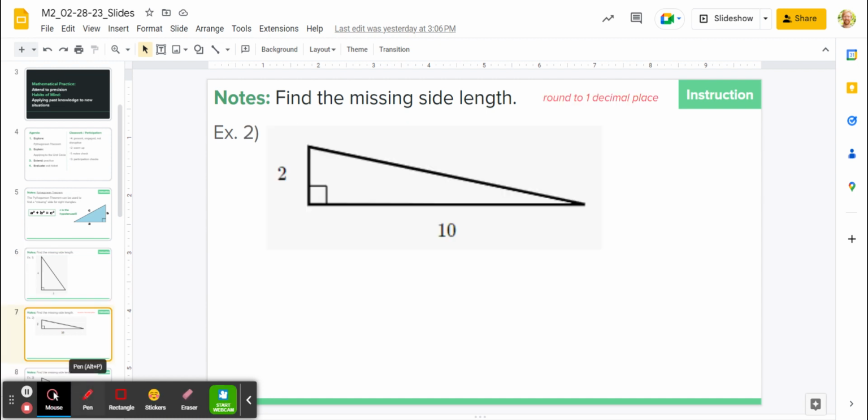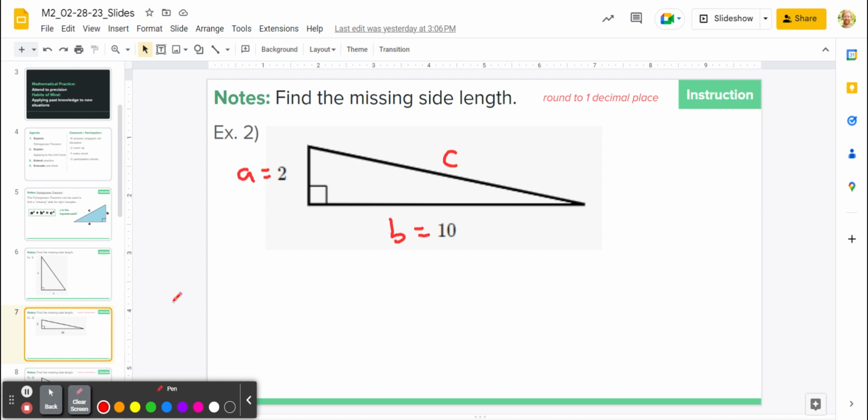So let's continue trying this on another example, and these next two we're going to continue solving for c here. We have 2 on one side, 10 on the other side, and it looks like our hypotenuse again is the unknown. So let's make sure we label it with c over there. I'm going to set a as 2 and b as 10. Go ahead and pause your screen, try this yourself, and check back when you're done. If you get a decimal, please round it to one spot.